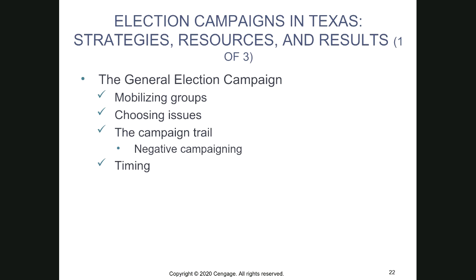Negative campaigning has become a really large part of politics, both on the Texas stage and also on the national stage. Negative campaigning is a strategy used in election campaigns in which candidates attack their opponent's issue positions or character. So instead of running a campaign ad that talks about all of the great things that you've done and all of the things that you believe in, you focus on all of the bad things that your opponent has done and all of the bad things that your opponent believes in. Unfortunately, we've seen a large shift towards this.